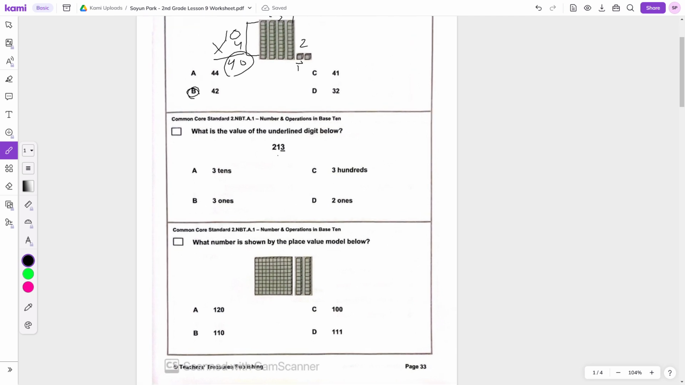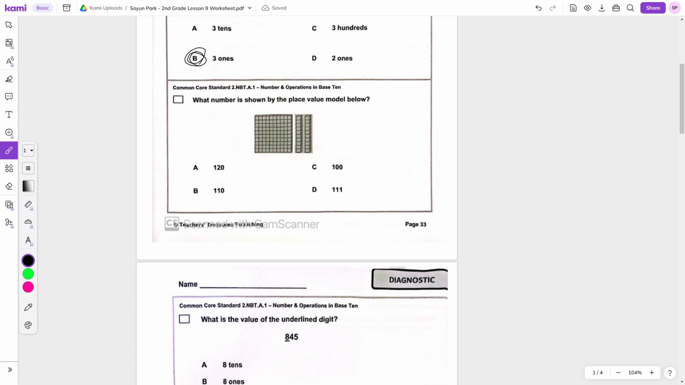Next, what's the value of the underlined digit below? So the first one is ones, the second digit is tens, and the third one is hundreds, right? But it's underlined below 3, so it will be 3 ones, which will be B.